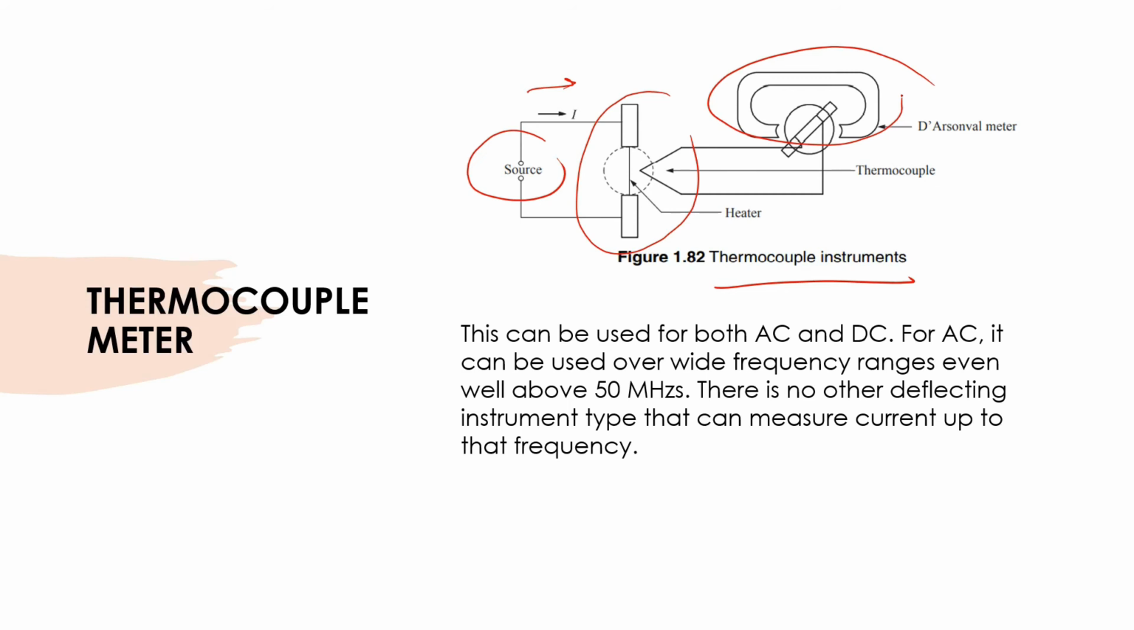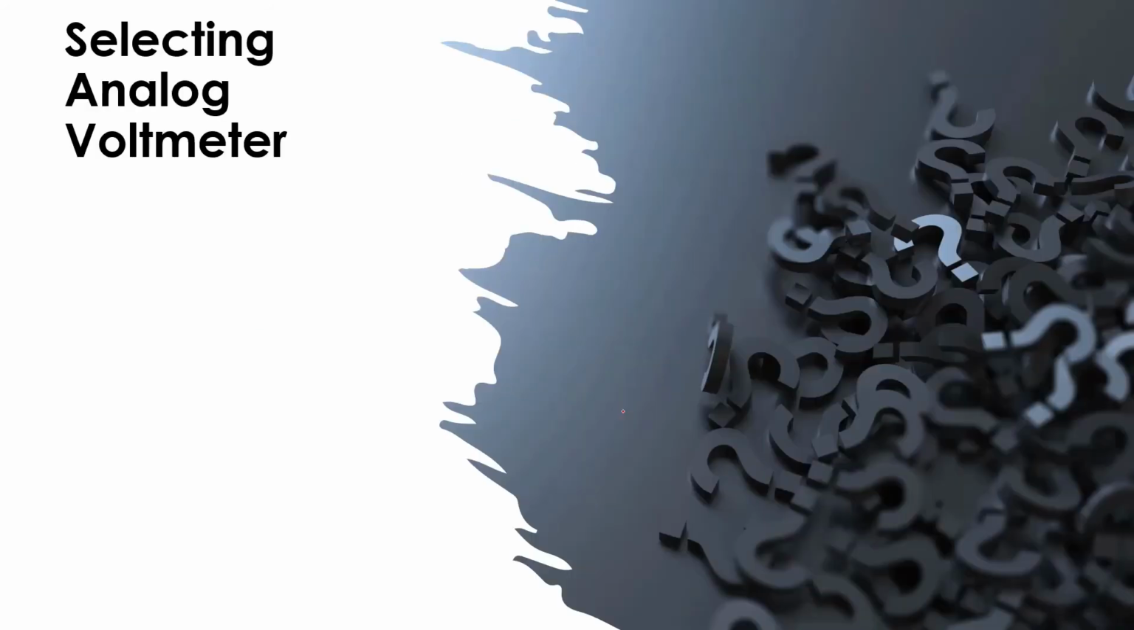For AC, it can be used over a wide frequency range, even above 50 megahertz, and there is no other deflecting instrument type that can measure current up to that frequency. So it means that if we need to measure an AC signal over a wide frequency range, even above 50 megahertz, we can use this kind of device, the thermocouple meter.